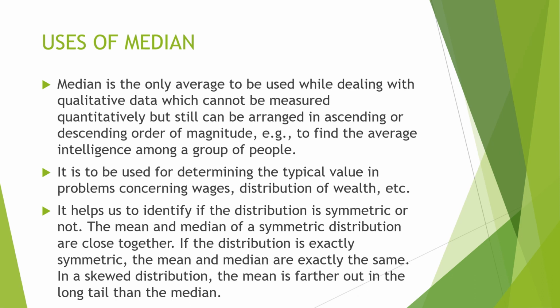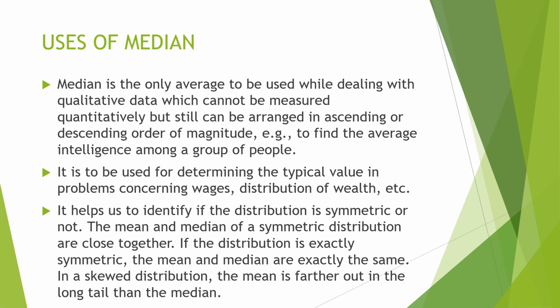Next is uses of median. It is the only average to be used while dealing with qualitative data, meaning honesty, beauty, etc., which cannot be measured quantitatively but still can be arranged in ascending or descending order of magnitude. For example, to find the average intelligence among a group of people. It is also used for finding the typical value in problems concerning wages, distribution of wealth, etc.